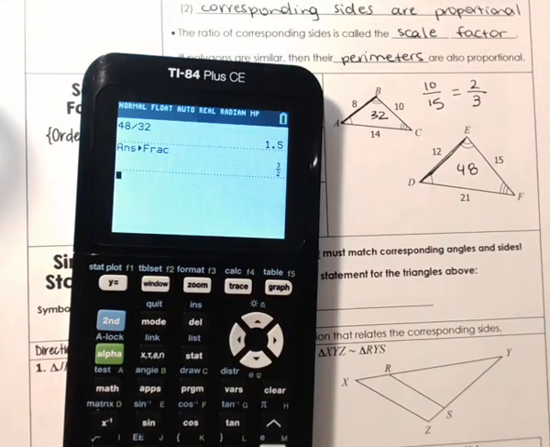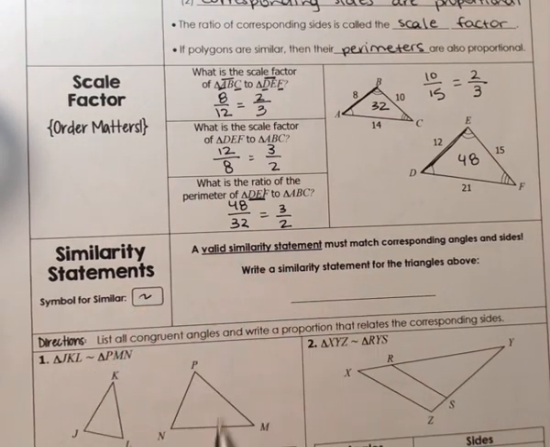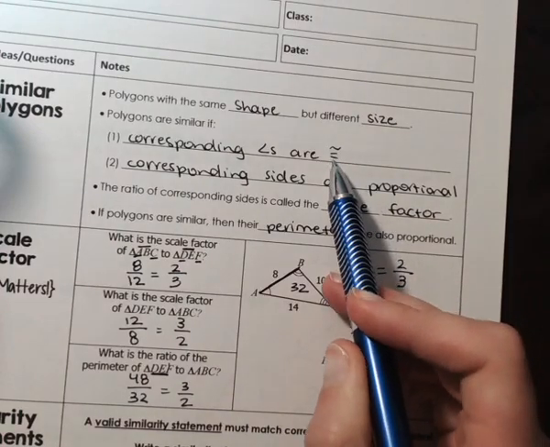To give you the most reduced fraction. Okay, moving along. The symbol for similarity is just a squiggly line. The symbol for congruence is the squiggly line above an equal sign.